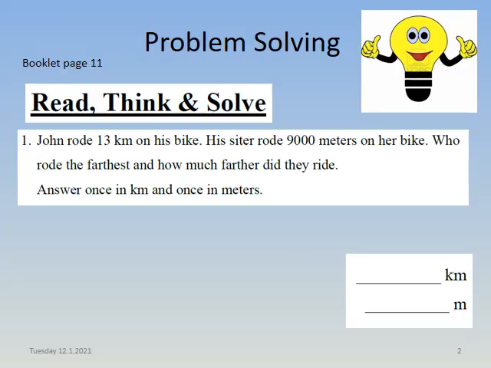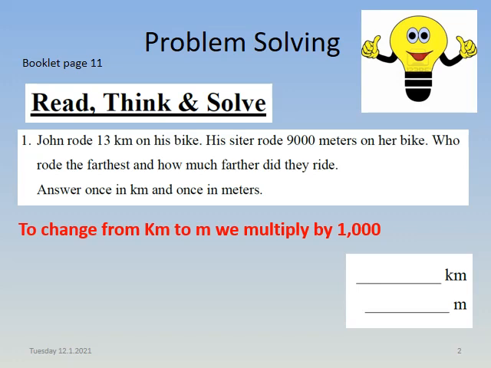Number 1. John rode 13 kilometers on his bike. His sister rode 9,000 meters on her bike. Who rode the farthest? So first of all, I knew that John rode 13 kilometers. The second thing is that his sister rode 9,000 meters. Now, in order to compare between two different distances, they have to be in the same unit. So the question was, who rode the farthest and how much farther did this person ride?